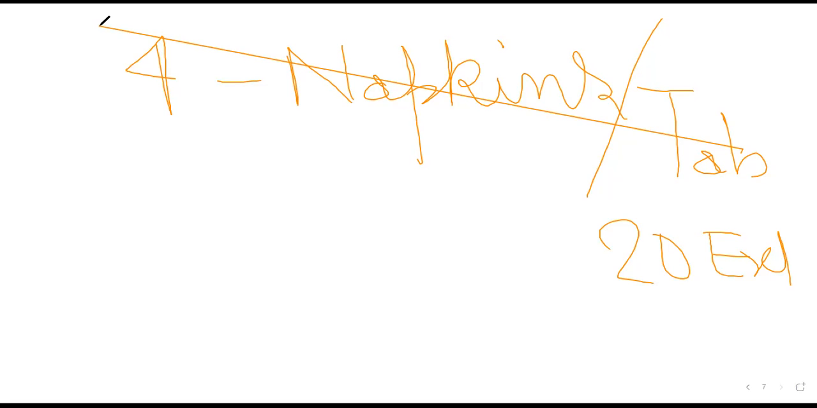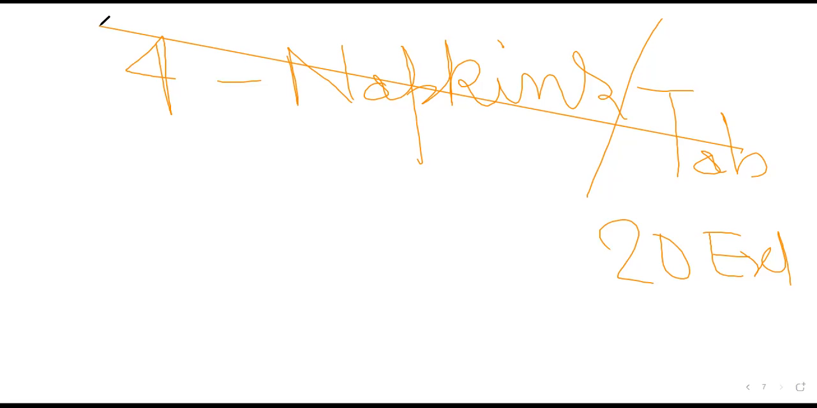So each table has 4 napkins, and there are 100 napkins, of which 20 are in reserve. Those are just over there, so no use of that. So 80 napkins are being used and each table occupies only 4. Dividing by 4, you will get 20 tables. Is it right? This is just a simple calculation.